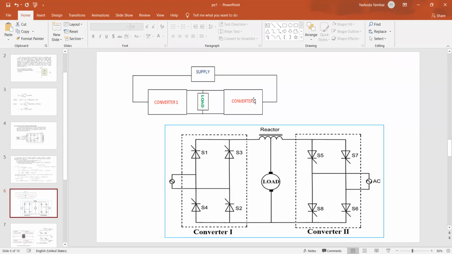So how do we make the circuit act as an inverter? What should be the firing angle? Anyone tell me. I want my full converter circuit to transfer the power from source to load. What should be the firing angle? Anyone? Alpha less than 90 or greater than 90?